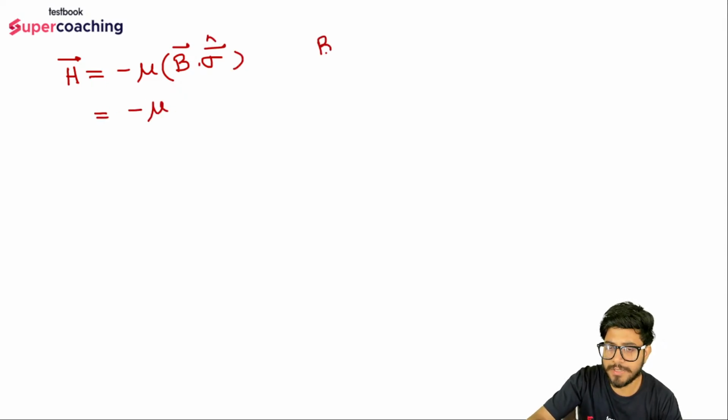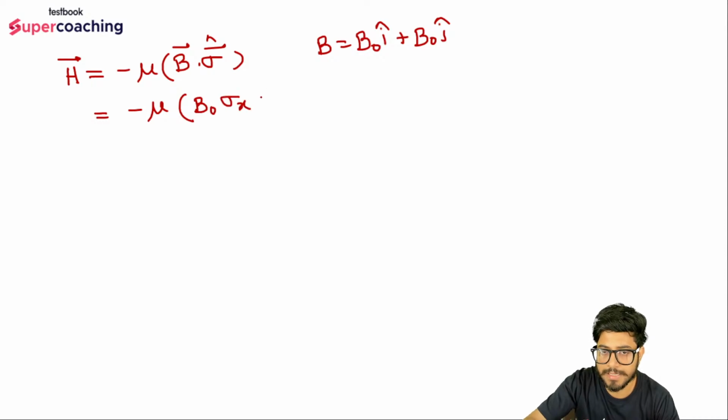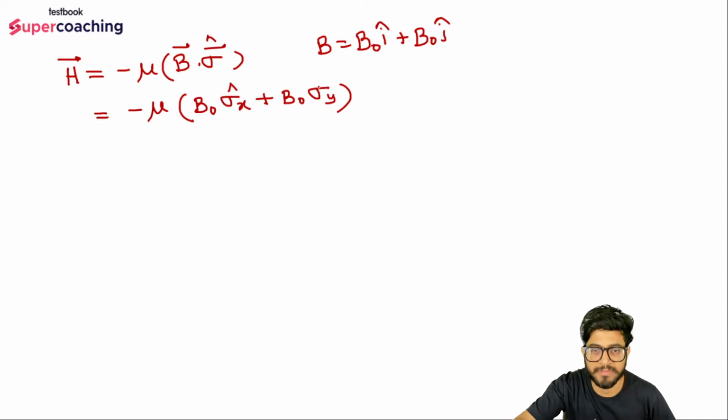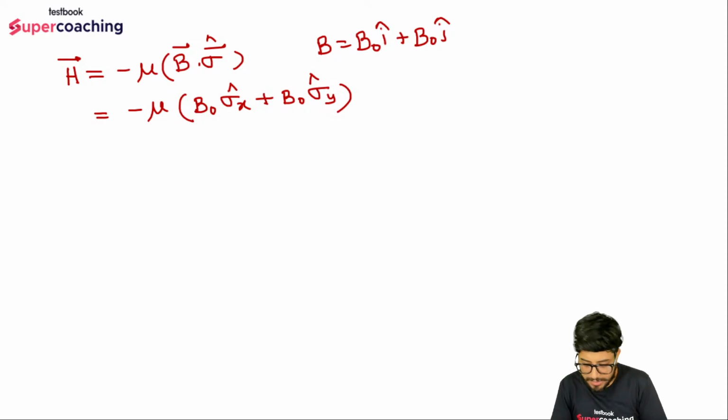Minus mu B is equal to b naught i cap plus b naught j cap plus 0 k cap. So this is it. Minus mu into b naught into sigma x plus b naught into sigma y. That's all I can get. This is my Hamiltonian, which can be written as.